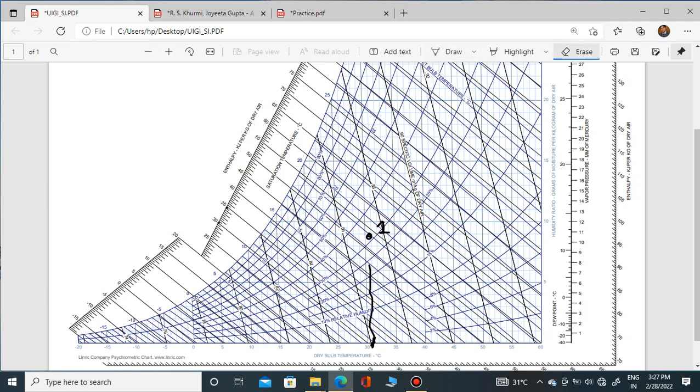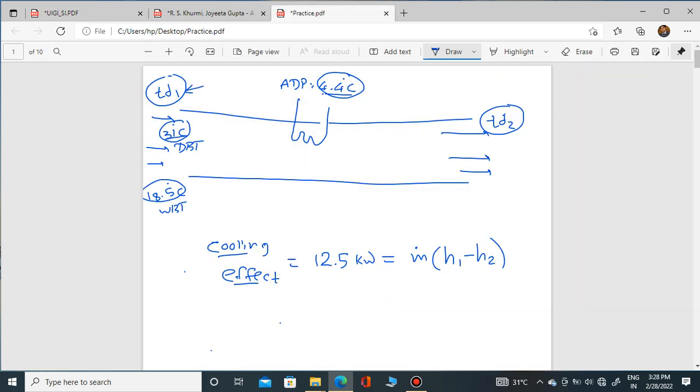Now the coil temperature is also given, 4.4 degree centigrade. So let us mark that coil temperature here. That is basically 4.4. So this is our coil temperature. Now you will have to connect both of these. So this is your ADP and this is your point 1. Now we will have to find point 2, but before that we require H1. So what is H1? Around 54. H1 is around 54.